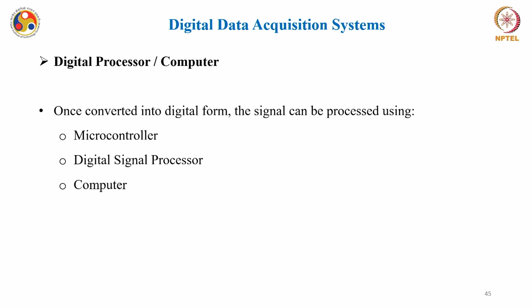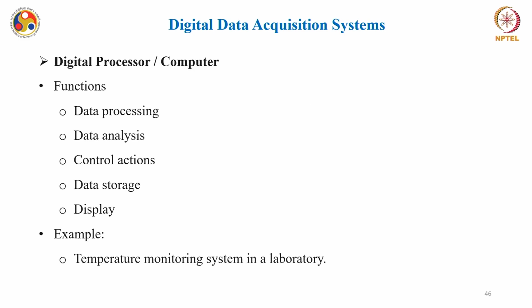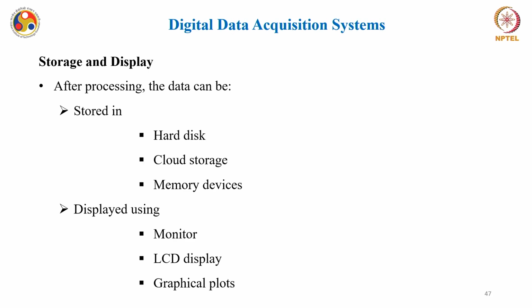Then you have a digital processor, or you can say a PC or a computer. When you have the output in digital form, the signal is now ready for further processing using, say, a microcontroller or a digital signal processor or this computer that I am talking about. The function is very simple: to process the data, to analyze the data, control the action, store the data, and display the data. Storage and display is another important thing with this digital data acquisition system.